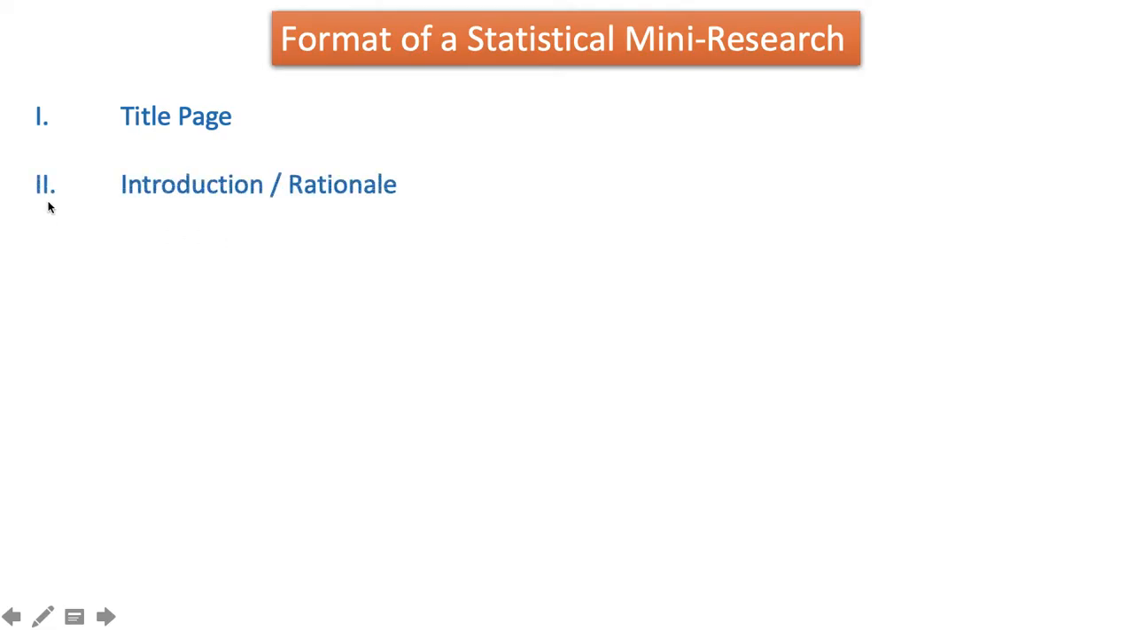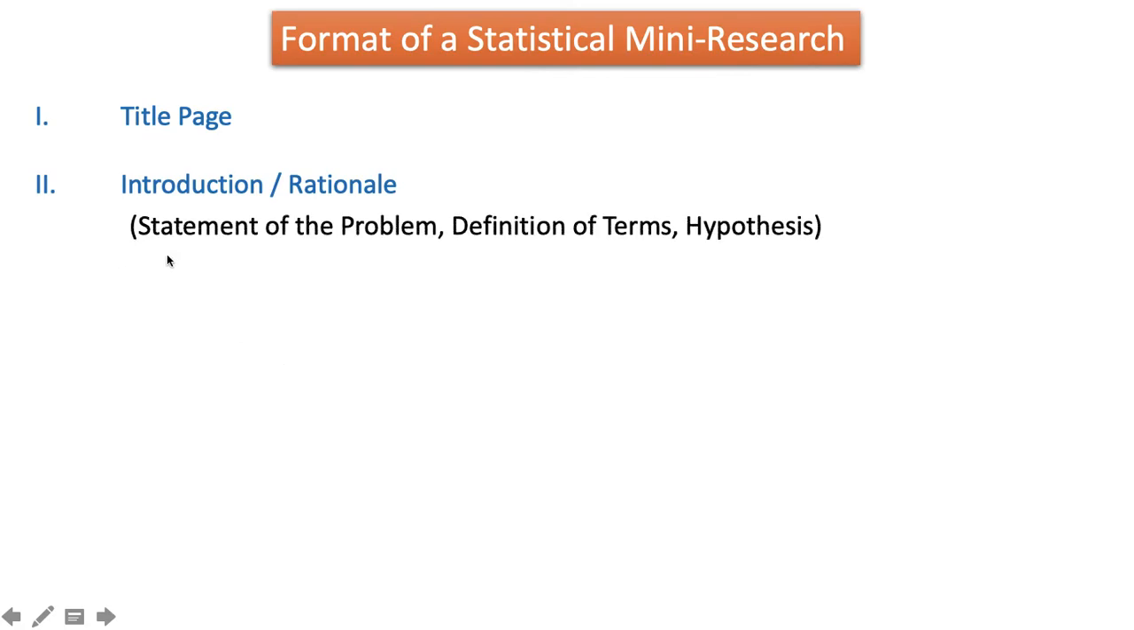Then in chapter 2, this is where the introduction or the rationale of your statistical mini research goes. So you're going to write there the statement of the problem. Why did you come up with that particular topic of research? What does it do? How will it answer the problem of the society? All right. And you're going to write also the definition of the terms that you have used, especially if there are jargon words that you have used. Okay. And you can also write the hypothesis, your claims, or the educated guess. This one is just optional.